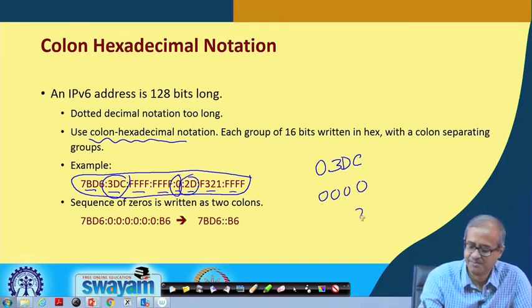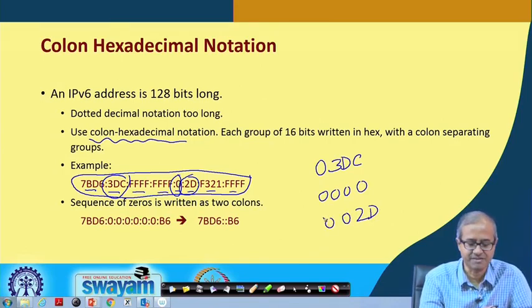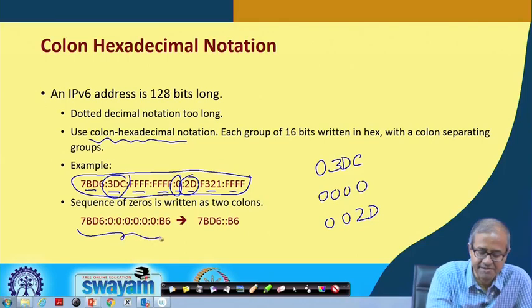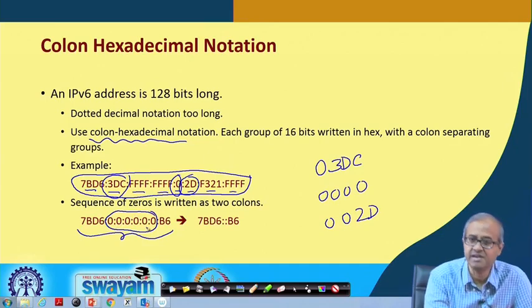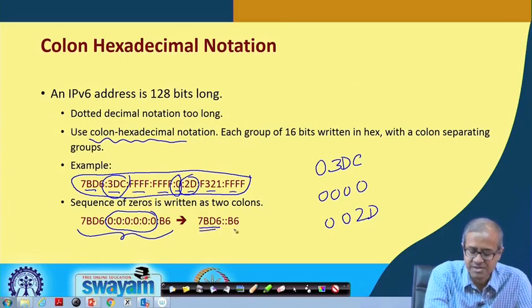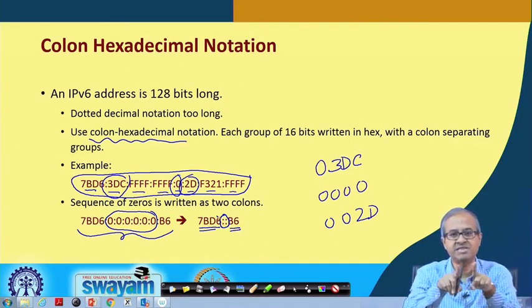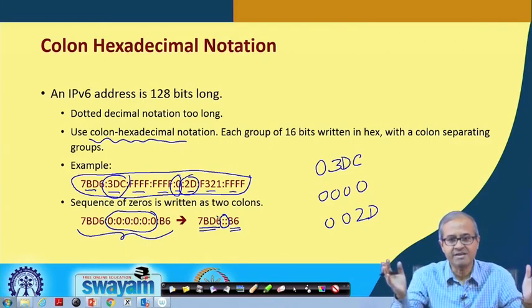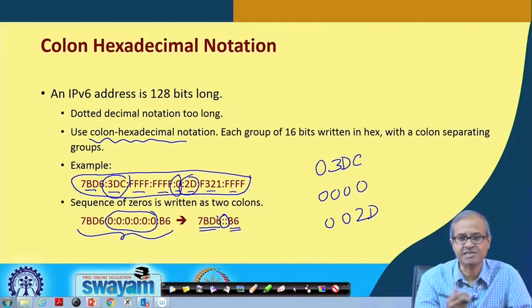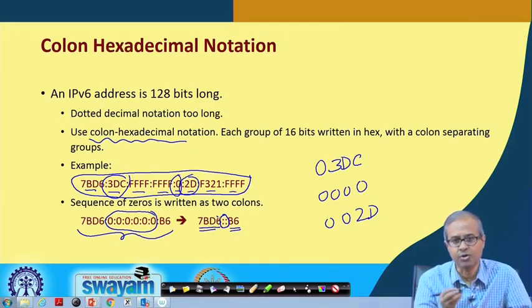2D means there are 2 hexadecimal zeros before that. So, like this you can specify. If there are a large number of zeros in between, which is often the case as I told you, you can either write it like this, or you can even use a shorter version. The beginning is non-zero, the ending is non-zero, and in between everything is 0. You use 2 colons side by side, which will indicate that everything in between is all zeros. So, these are some ways to express the IP version 6 address in a compact fashion.